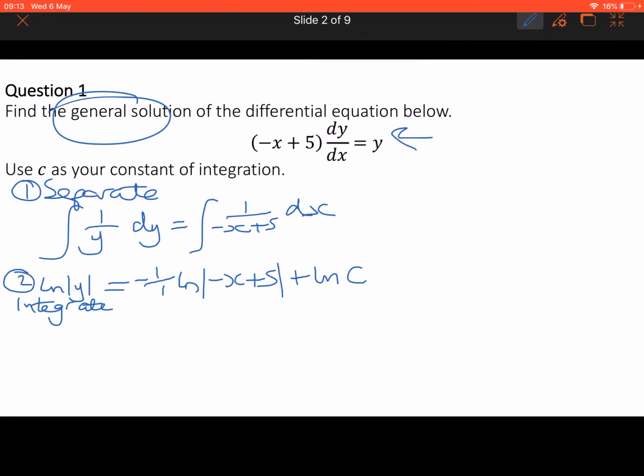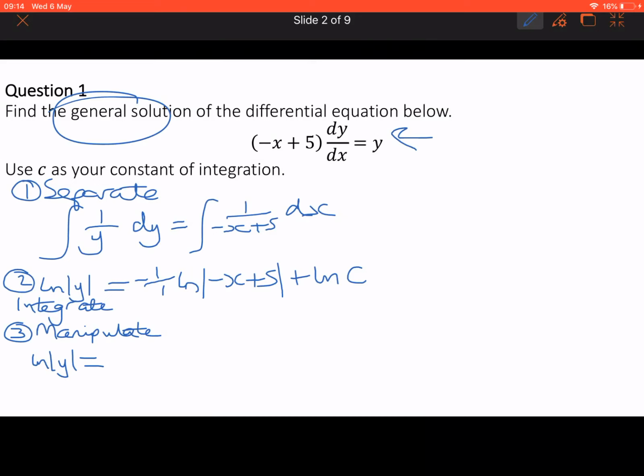Okay, and then we come to step 3, which is manipulate. Remember, if we did have boundary conditions, we would be subbing those in at this point and doing our evaluate. So before I get rid of the natural logs using an exponential, I'm going to combine them into a single log term on each side. So the left I'm going to keep as that, and on the right-hand side, the -1 over 1 just means minus.